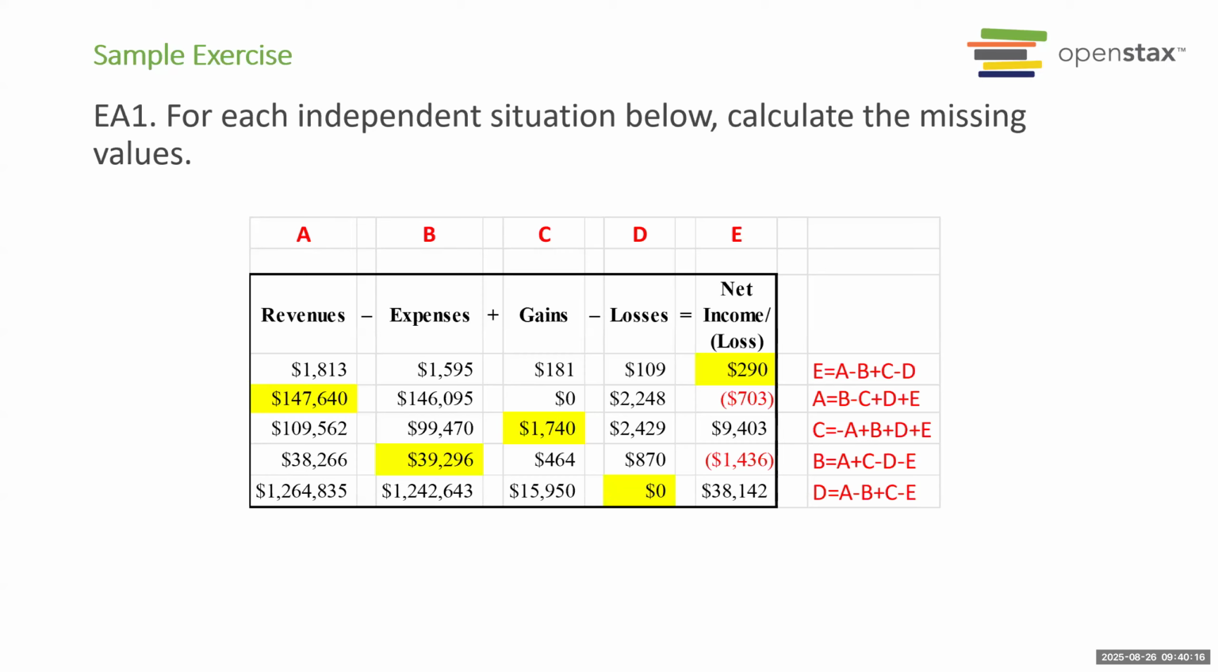If you have expenses of $146,095, no gains, and losses of $2,248, and your net income is a loss of $703, then your revenues have to be $147,640. And basically, you can work through this problem.